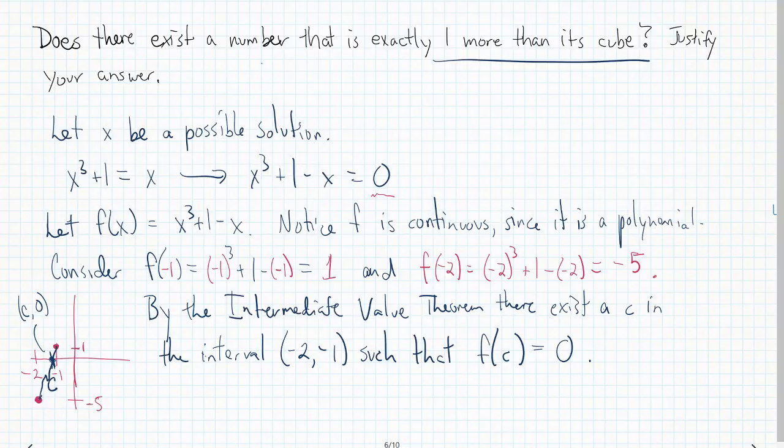So does there exist a number? Well, we just found that by the Intermediate Value Theorem, there has to exist a number in this interval. Therefore, there exists a number that is exactly 1 more than its cube.